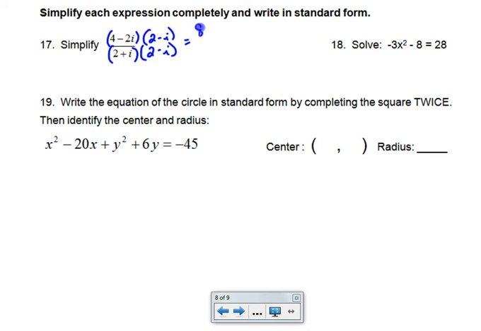So 4 times 2 is 8. I have a minus 4i. I have a minus 4i again, and then I'm going to have a positive 2i squared. We'll simplify that in 1 second. On the bottom, in the denominator, you have 4, and then I have a minus 2i, I have a plus 2i, and I have a minus i squared.